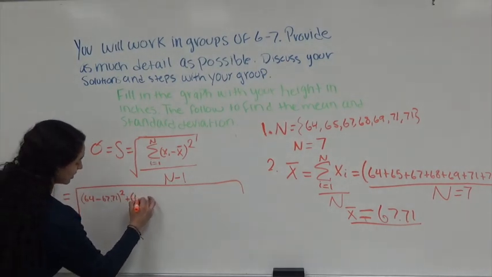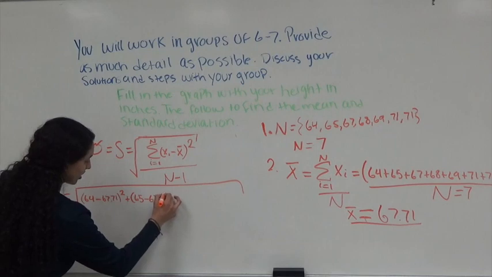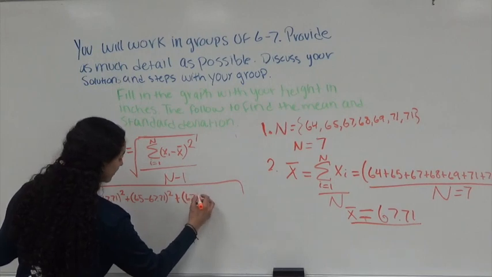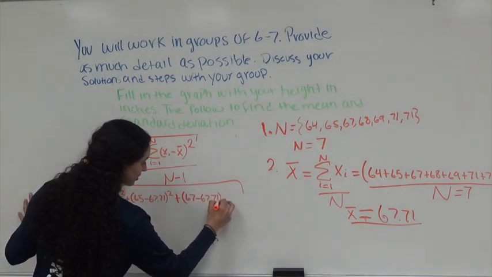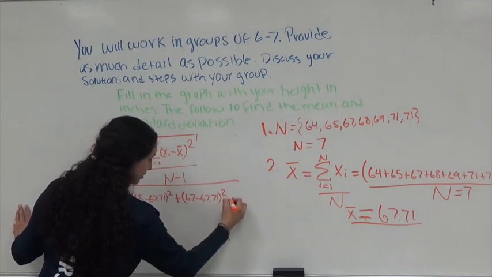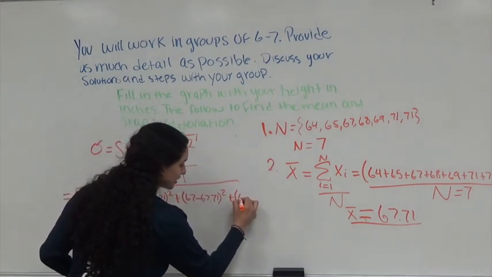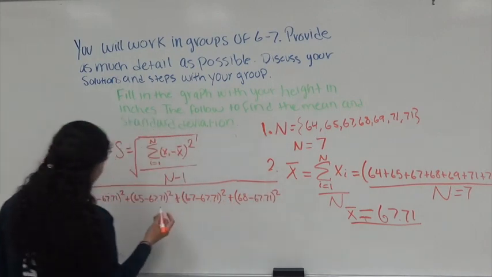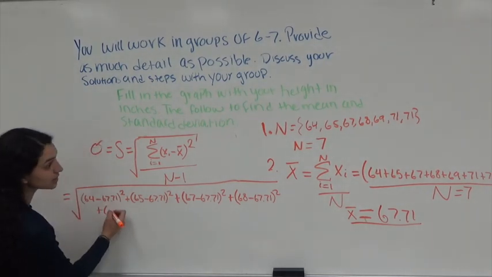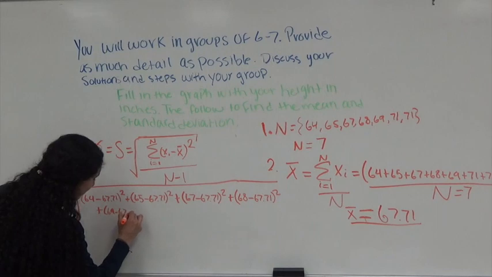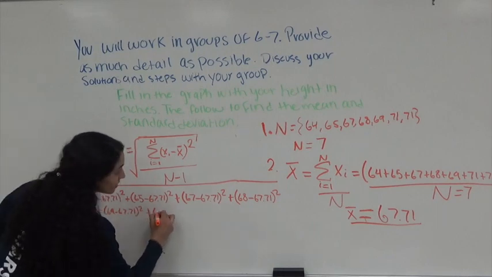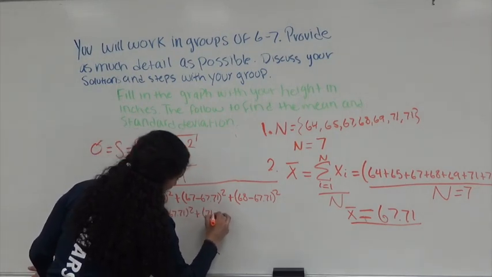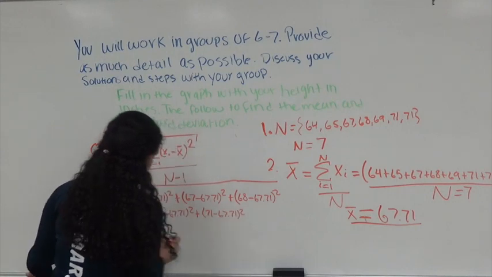plus 65 minus 67.71 squared plus 67 minus 67.71 squared plus the next number will be 68. 68 minus 67.71 squared, and then I'm going to keep going here in the bottom, plus 69 minus 67.71 squared plus 71 minus 67.71 squared plus 71 minus 67.71 squared.